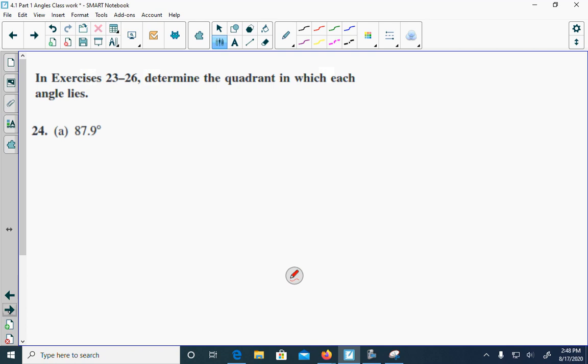Okay, number 24, it says determine the quadrant in which each angle lies. So if I go back and draw my unit circle again, this is 0 degrees, this is 180 degrees, this is 90 degrees, and this is 270 degrees. So when I determine what quadrant, 87.9 is larger than 0, less than 90. So that tells me it's going to be in the first quadrant.